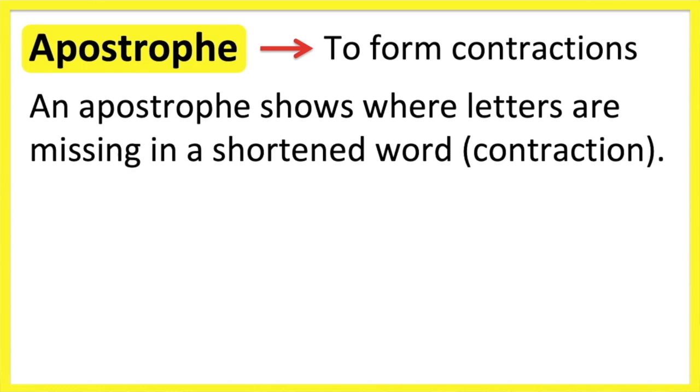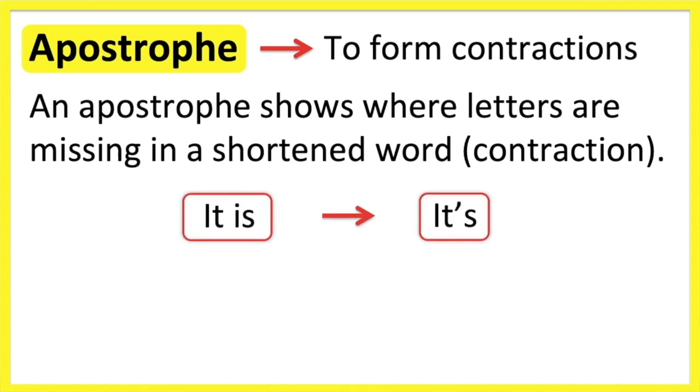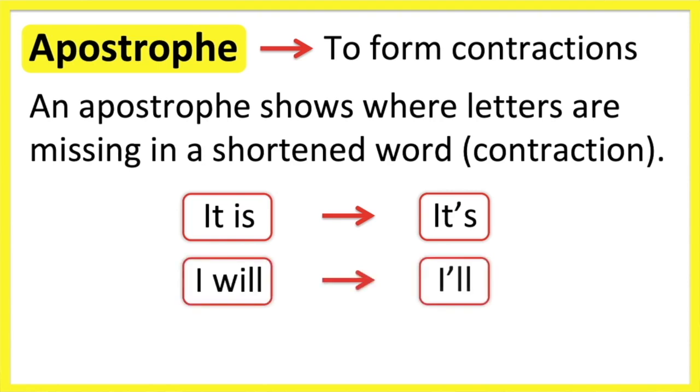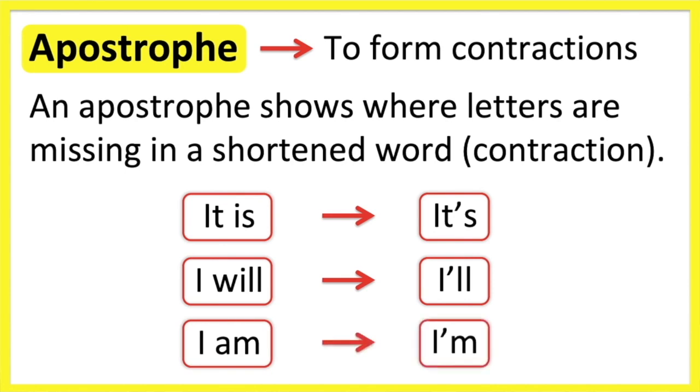For example, it is becomes it's. The apostrophe is put in place of the missing letter I. I will becomes I'll. The apostrophe is put in the place of the missing letters W and I. I am becomes I'm. The apostrophe is put in the place of the missing letter A.